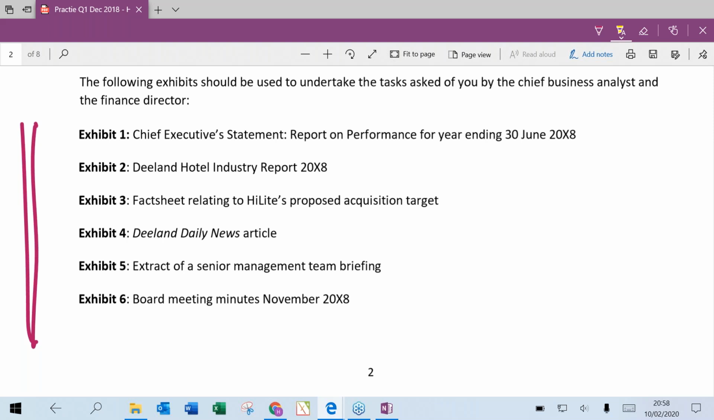Now, what is D-Land? D-Land is our home country, right? We are operating in D-Land. We are the market leader in D-Land, right? Exhibit 3, fact sheet relating to Highlight's proposed acquisition target. Yes, I saw the word acquisition target. Which model, ladies and gentlemen?